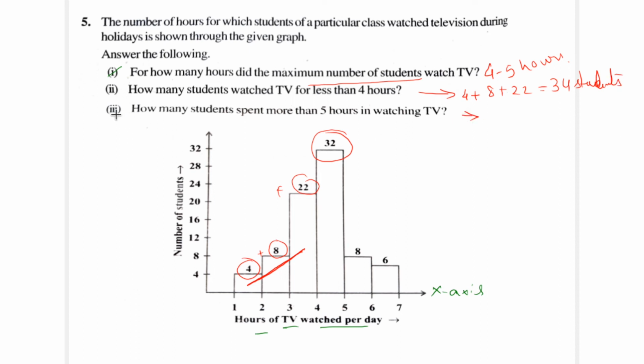The last one is the same. How many students spend more than 5 hours? More than 5 means these 2, up to 7 only it is given, so these two. So 8 plus 6 is 14 students. Now see how we can answer easily from the graph. Hope you have understood this.